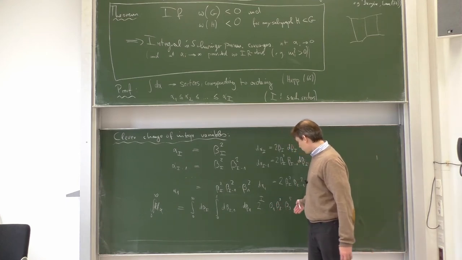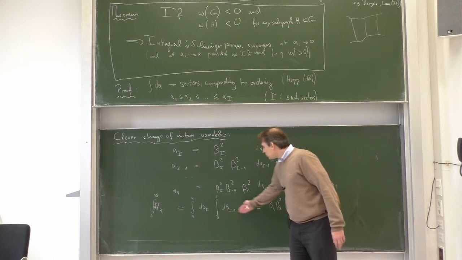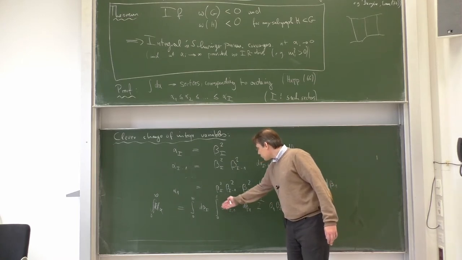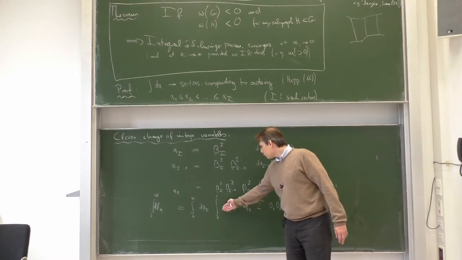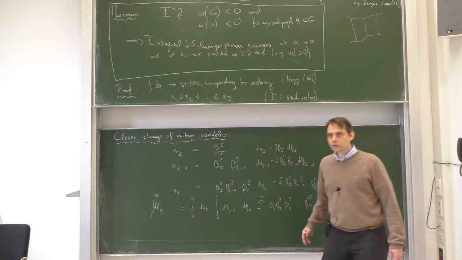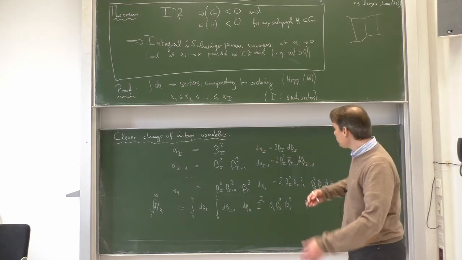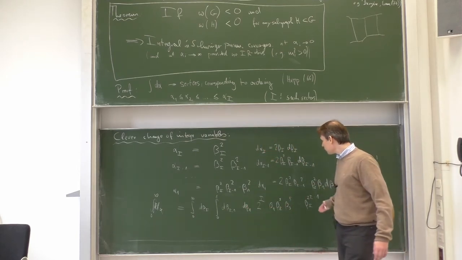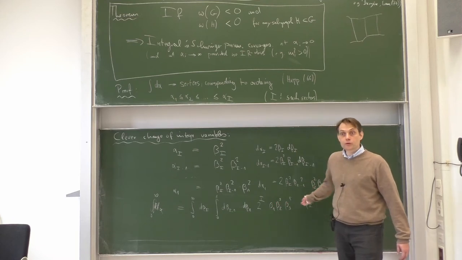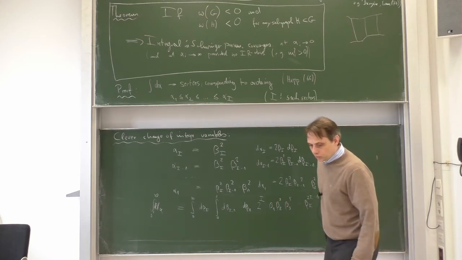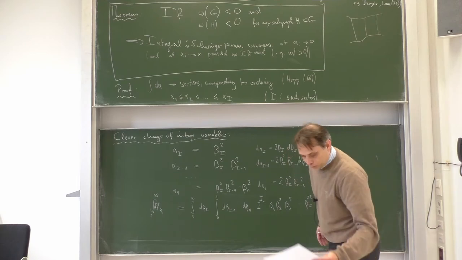but the integral is now unconstrained. All the betas run between 0 and 1 or between 0 and infinity, and they are independent of each other. And the inequalities are implemented by this factor here. So that is a clever trick.